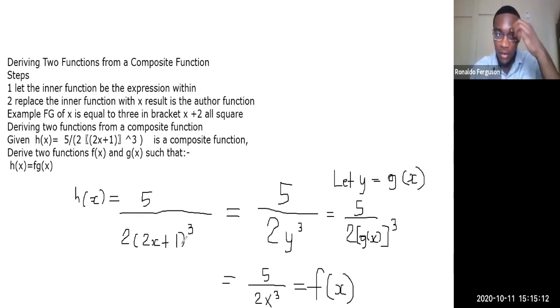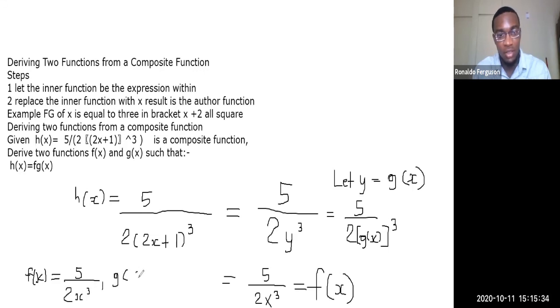So we can conclude that, to derive the two functions, your f of x is equal to 5 over 2x cubed, that's your f of x, and your g of x is equal to 2x plus 1. And that would give you your h of x. Alright, so that's how you derive two functions given a composite function.